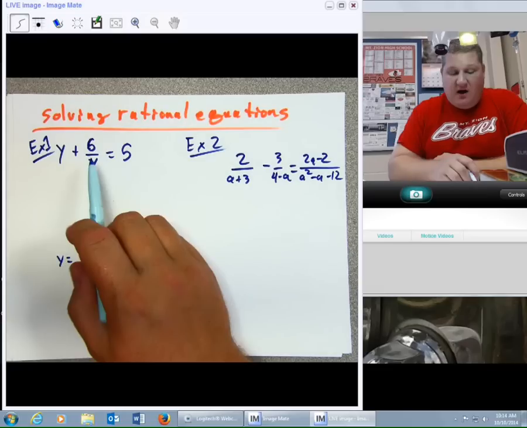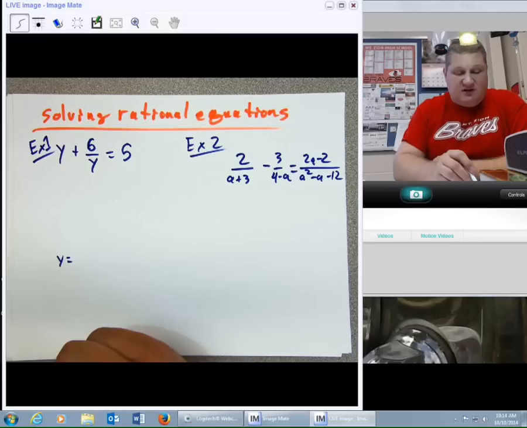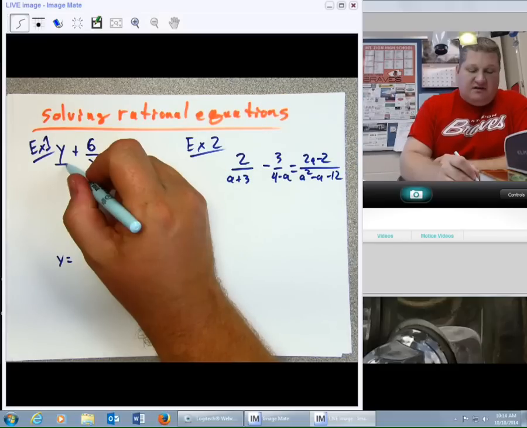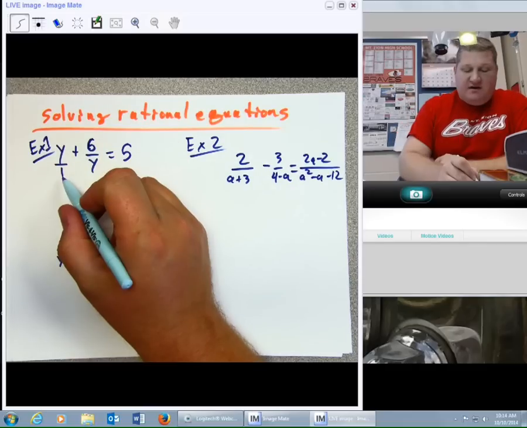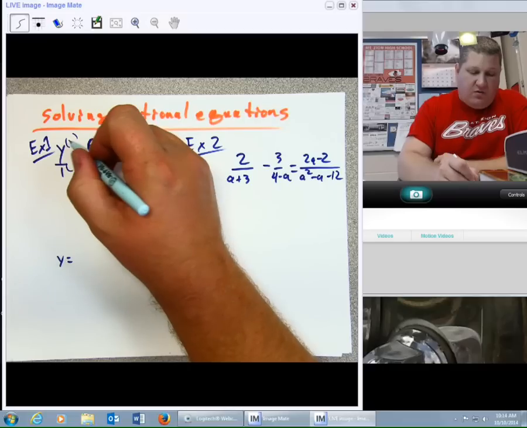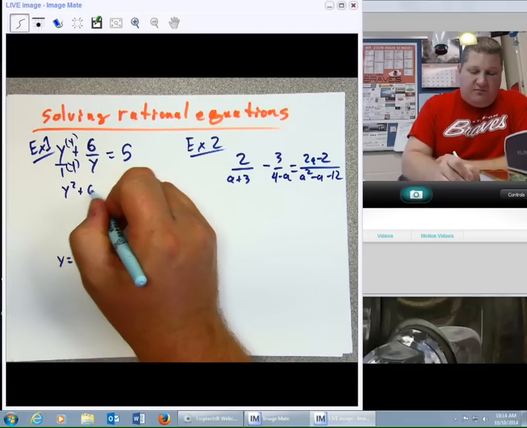Anytime I see fractions and there's an addition sign in the middle, I'm going to use common denominators to put those fractions together. So in this case, I'm going to put a 1 here. Now, what is the common denominator between 1 and y? Well, I'm going to need to put in a y here and a y here. That gives me y squared plus 6 all over y equals 5.